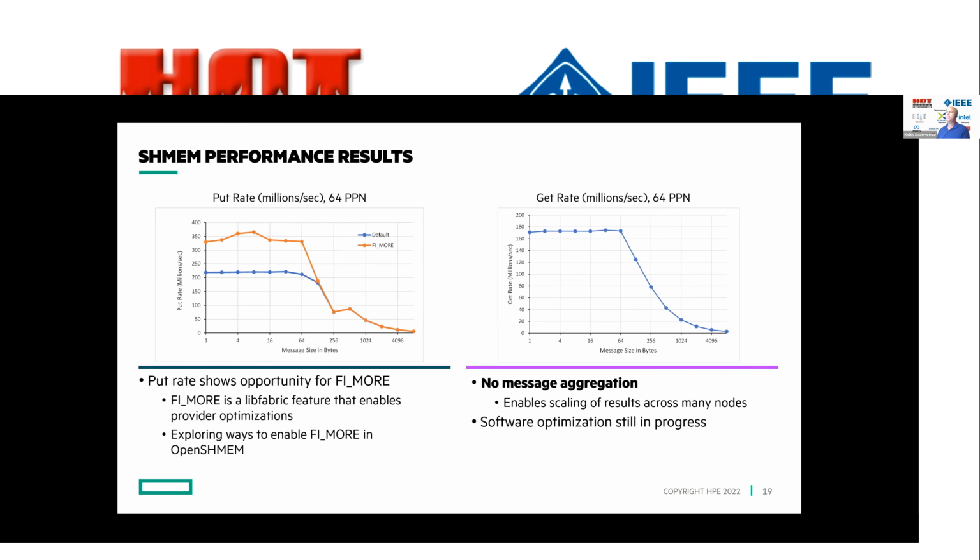A quick SHMEM performance slide. This is put rate on the left and get rate on the right. There are 2 lines here on the left. So this is 64 PPN. The top line in this graph uses a feature of libfabric called FI_MORE. FI_MORE is a way to tell the library that more stuff is coming. Now, what we use that for is to improve the provider so it reduces the overhead inside.